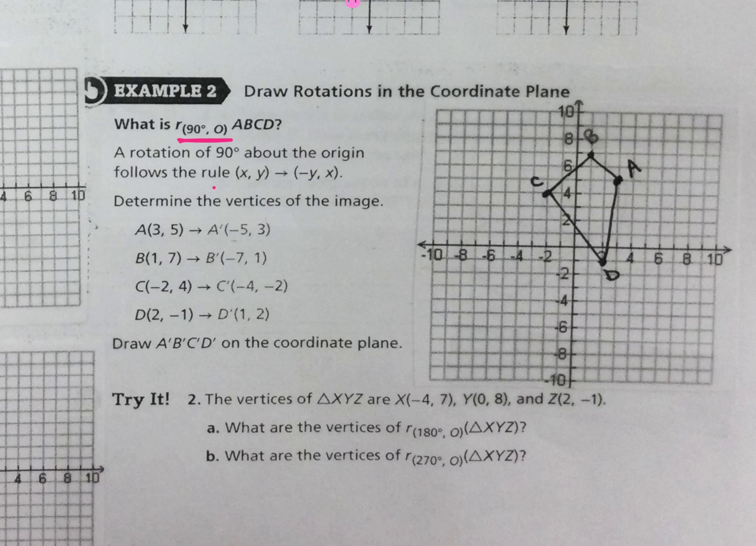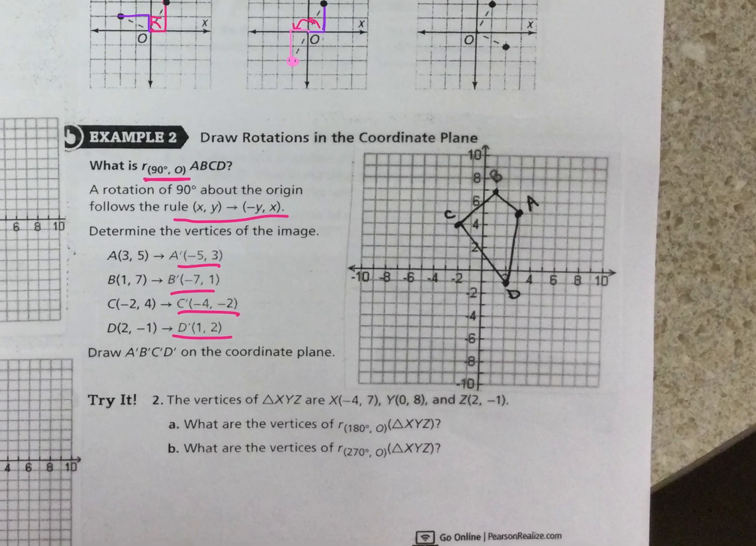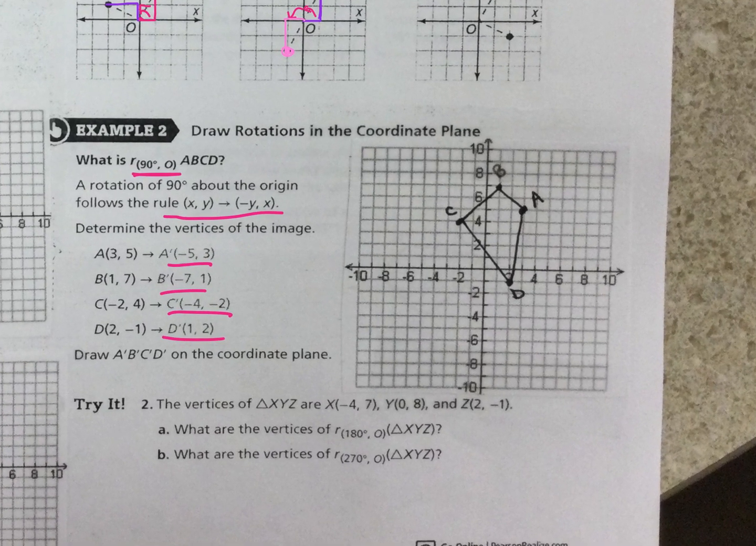All right, so what is a rotation of 90 degrees about the origin? Now this says to follow these rules, okay? And it did that. It just flipped these things. But I want you to see the pattern. I want to try to do the pattern, so you can see the pattern. You don't have to memorize the rules, okay?